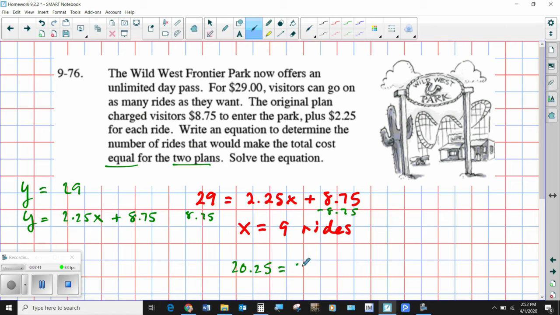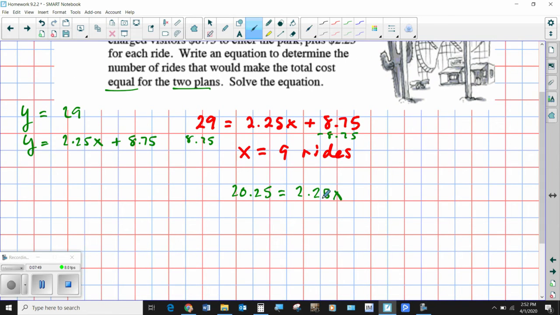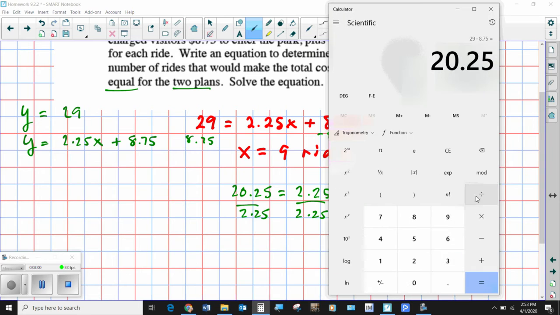So that means $20.25 is what they would spend on the rides alone. If each ride costs $2.25, how many rides could you get in? Well, 10 of them would be $22, right? So I feel like 9 is probably the answer. Let's take the calculator and prove it. What is $20.25 divided by 2.25? It is in fact 9.